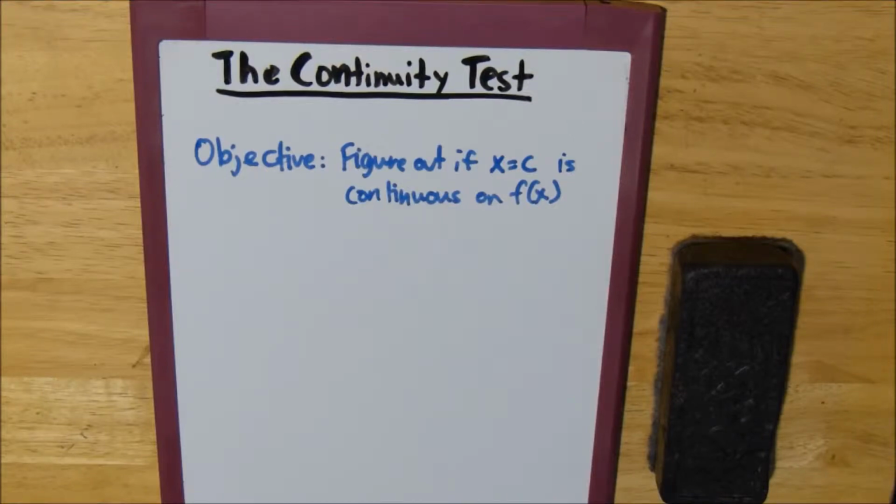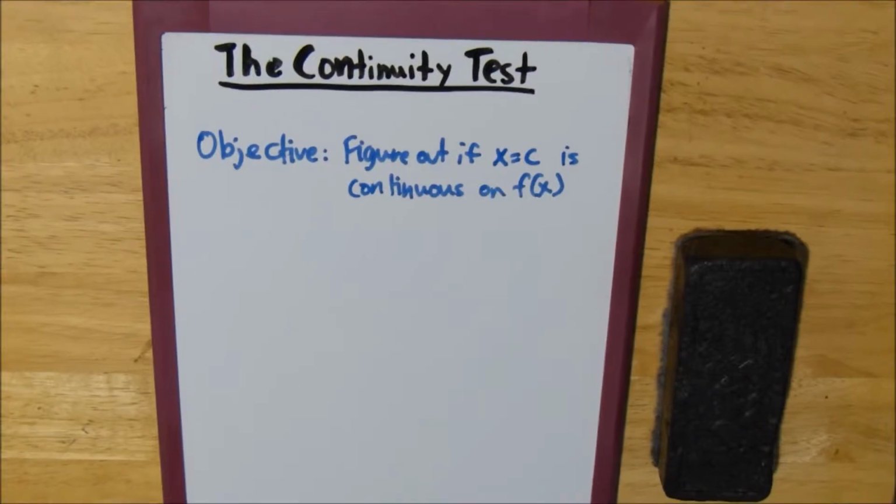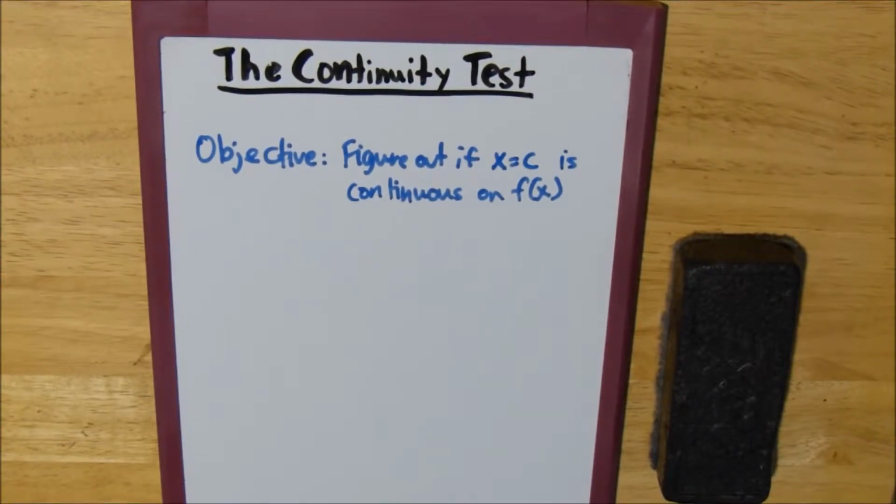So today I'm going to be talking about the continuity test. The objective of this video is to figure out if x equals c, c being just any number, is continuous on f of x, just any function, right? The continuity test is essentially 3 different steps, and you must pass each step, you must have each step be true before you can declare that at x equals c it is continuous, right?